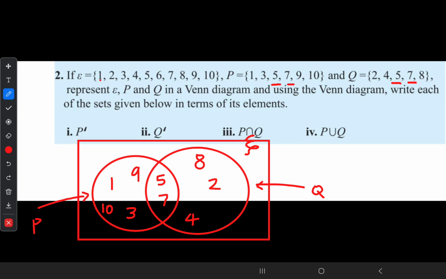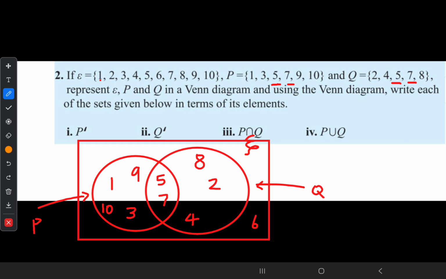1 is there, 2 is there, 3, 4, 5, but there is no 6 belonging to either of these sets. So 6 should be included. It should be outside of these two circles. It does not belong to P or Q. And 7 is there, 8 is there, 9 is there, 10 is there. So this is the final output. So here, you should definitely indicate the 6 outside.